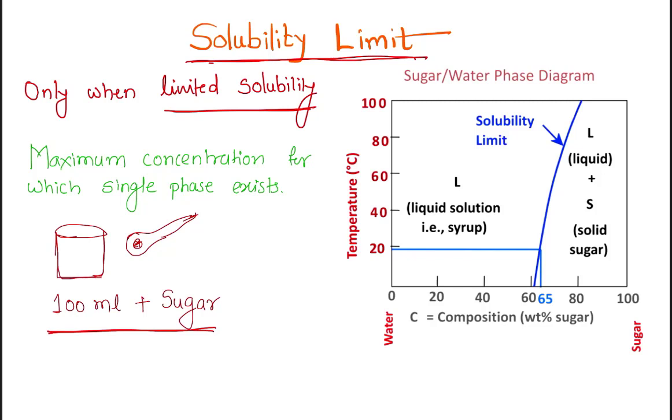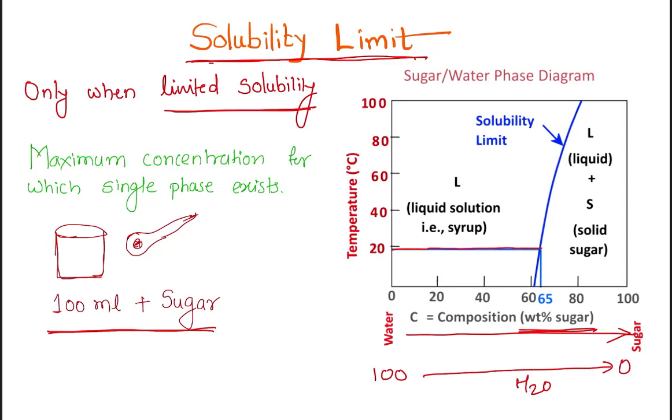So here we have composition on the x-axis that shows weight percent of sugar. Weight percent of sugar increases from 0 to 100%, and weight percent of water will decrease from 100% to 0%. So this is for H2O, that is water. So at 20 weight percent, 40 weight percent and till 65 weight percent at 20 degrees Celsius, we can have a solution of sugar in the water. It means that we cannot separate sugar and water, so we can treat it as a single phase.